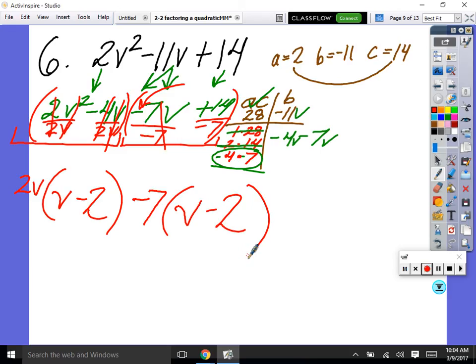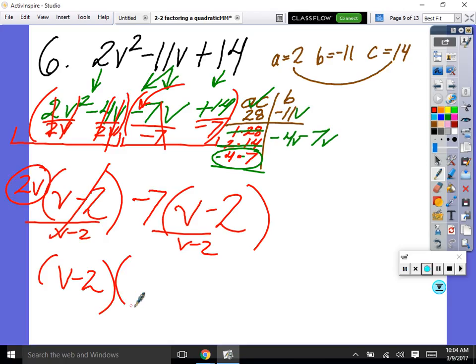So I factored out that V minus 2. Then divide by V minus 2, divide by V minus 2. So then those divide out, leaving me with 2V. Those divide out, leaving me with minus 7. Degree 1, degree 1, so I know I'm done. It was the exact same thing.